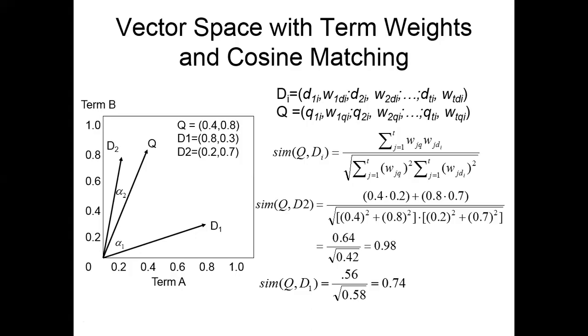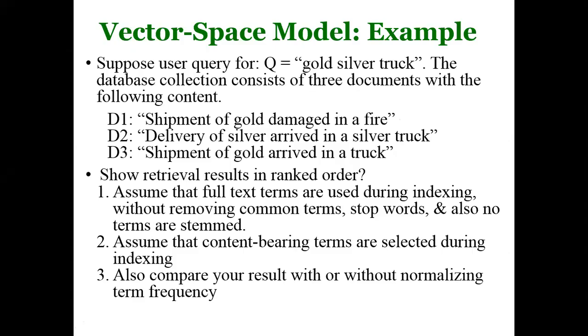According to cosine similarity measurement, a document which is registering the highest similarity score is more relevant for the query than the one which is registering less similarity score. As a result, document 2 is more similar than document 1 for the query with weight 0.4, 0.8 by considering only two terms. Let's see it with the previous example.